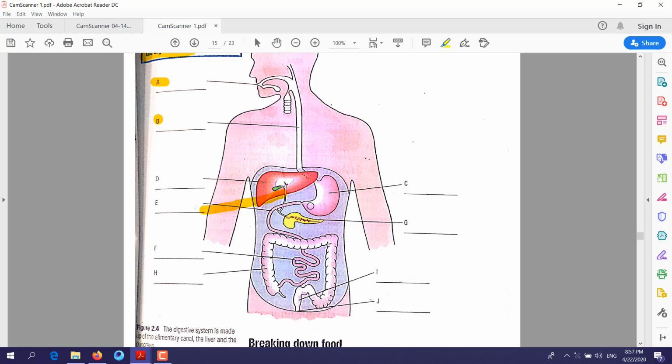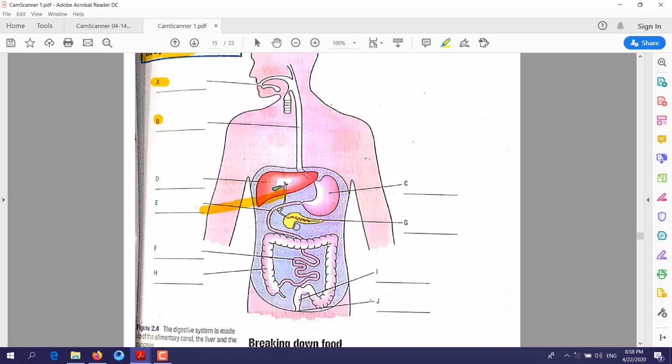After the stomach, what will happen? When the food passes out from the stomach, as you can see, what do we have? We have the liver, the pancreas, and the gallbladder. Here they will release some chemical substances on the food. The gallbladder makes bile. The function of bile is to break down fats.